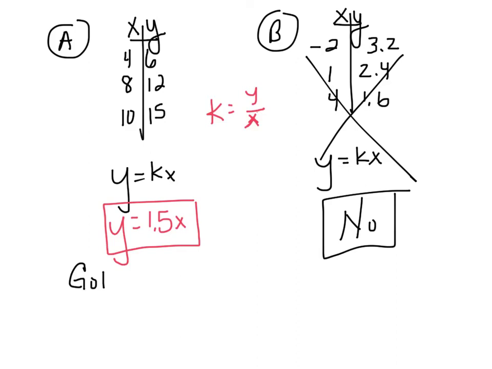So if you do the got it problem, let's find k. It says y is 2.25. Take out a calculator if you don't have one. 2.25 divided by negative 3 is what? It's negative 0.75. What's negative 0.75 divided by 1? Negative 0.75. What's negative 3 divided by 4? Negative 0.75. So my equation for the got it would be y equals negative 0.75x, and there's the got it.